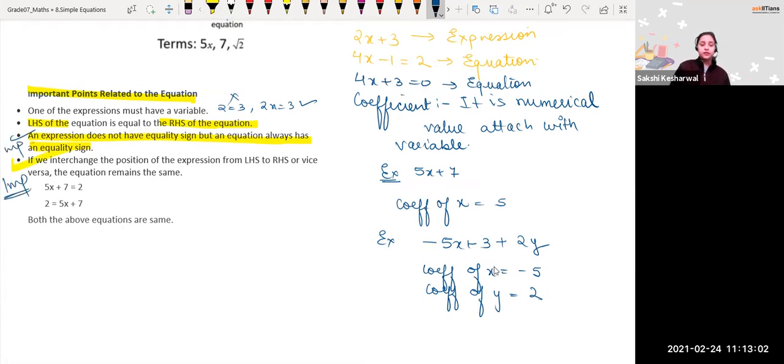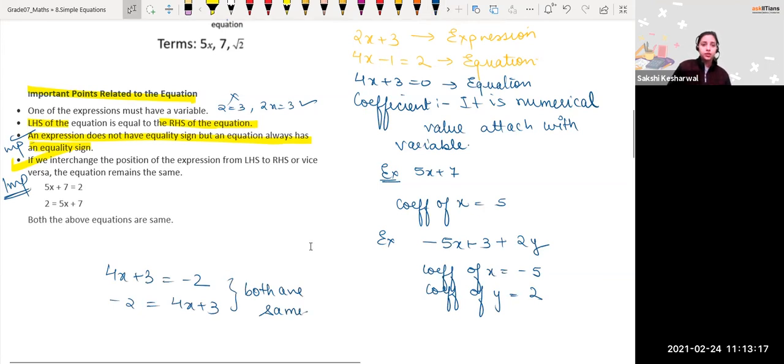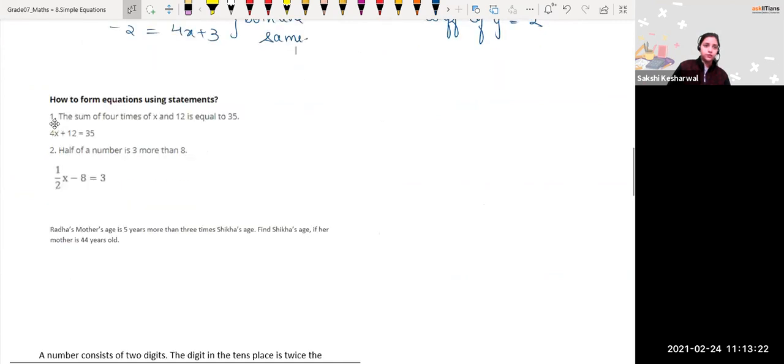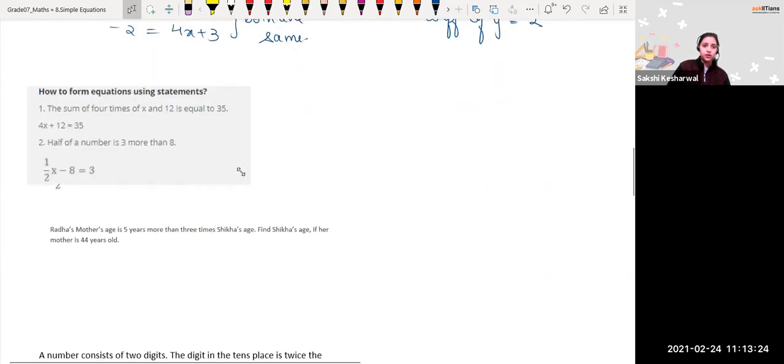So if anyone has written 4x plus 3 is equal to minus 2, and if I write minus 2 is equal to 4x plus 3, both are the same, right? Yes, both are the same. Now let's come to the next part. We have already done this in the last class.